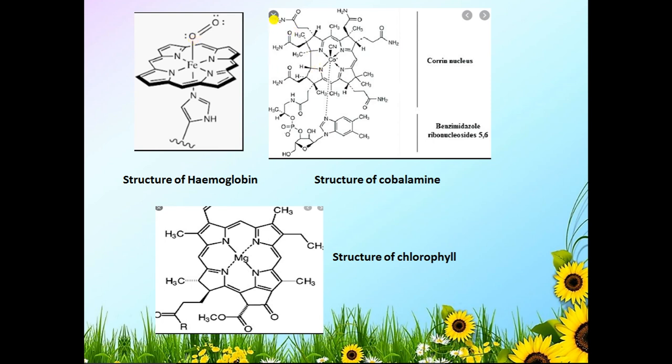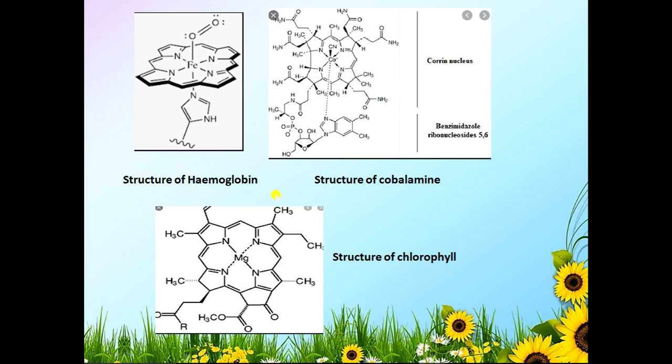Next, this is the structure of cobalamin. In that, cobalt is present in the center of the compound. It forms the corrin nucleus, which is attached to benzimidazole nucleosides. We call it vitamin B12. Its function is the normal formation of red blood cells.